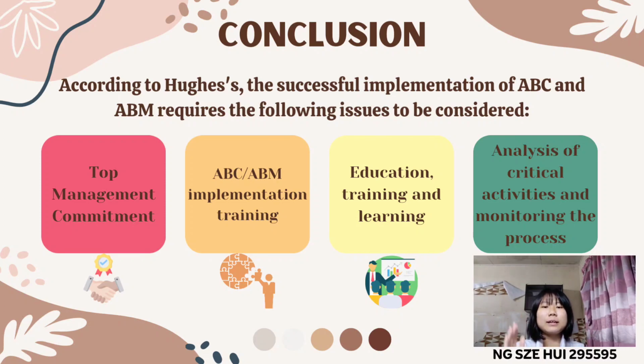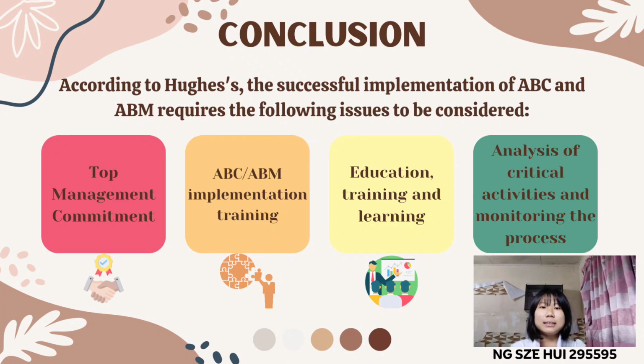Companies should try to find out which costing method is suitable for them to use. According to Hughes, these are the issues that need to be considered when implementing ABC and ABM. The first is top management commitment. This is needed for the senior managers to fully understand ABC or ABM principles, show commitment to the process, and provide guidance on long-term and short-term operational issues.